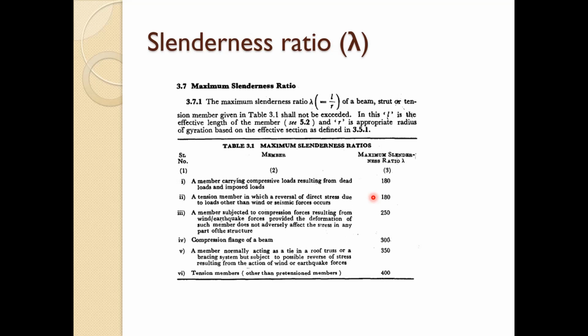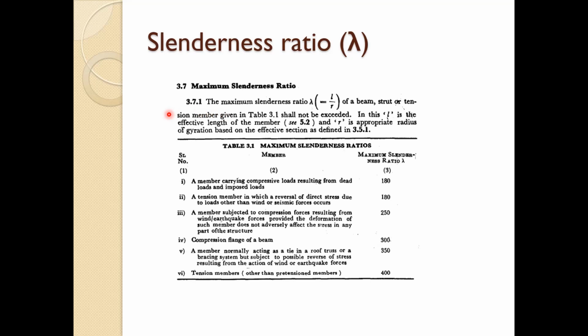Now the slenderness ratio. Basically the slenderness ratio of a tension member is the ratio of its unsupported length, that is L, divided by its least radius of gyration, that is r. So here you can see the maximum slenderness ratio formula. This is also part of IS 800. We have clause number 3.7, in which it is given.